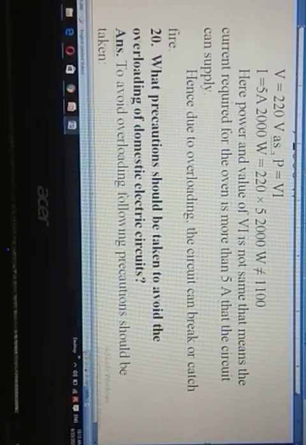Potential difference or voltage is 220 volt. We know that power is equal to the product of potential difference and current. Current is given as 5 amperes, which is multiplied with 220 volt, which gives 1100 watt, not equal to 2000 watt. Here the power value is not the same. It means that the current required for the oven is more than the 5 ampere that the circuit can supply. Hence, due to overloading, the circuit can break or catch fire.